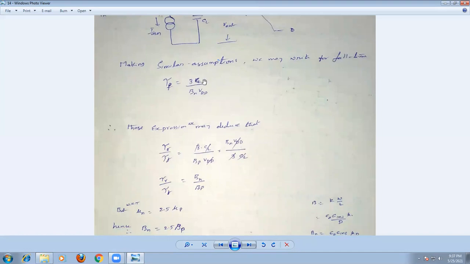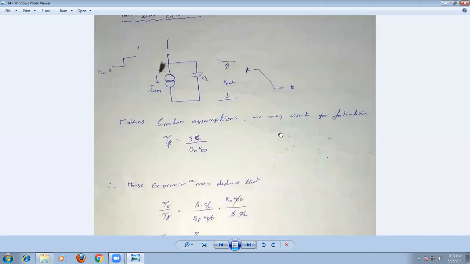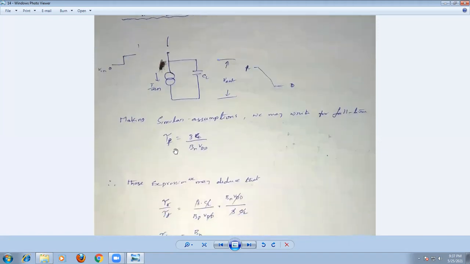TR is equal to 3 times CL by beta times the value of VDD approximately. Now from this discussion, we know that TR is equal to 3 times the value of CL divided by beta P into VDD. Similarly, TF is equal to 3 times the value of CL divided by beta N into VDD. So, dividing TR by TF.